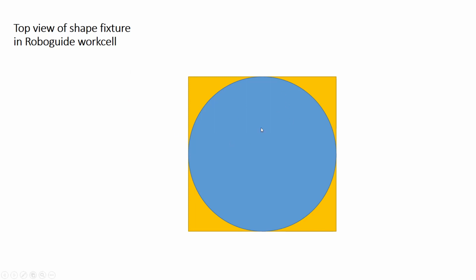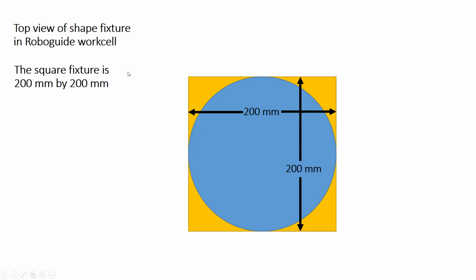So we're looking at the top view of the Roboguide of the work cell fixture that's inside the Roboguide work cell. And I've straightened it out for clarity's purpose. The one in the work cell is on an angle. So one of the things you need to know about the fixture is it is 200 millimeters by 200 millimeters. So when you've done your user frame, if you've done it accurately and done a good job, it should be at one of the corners of the fixture.